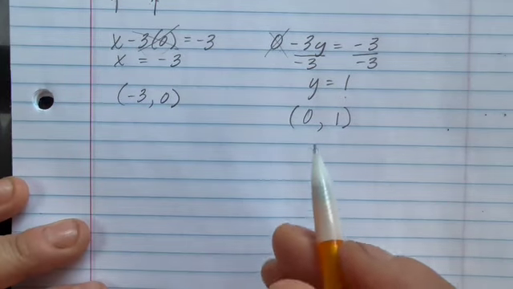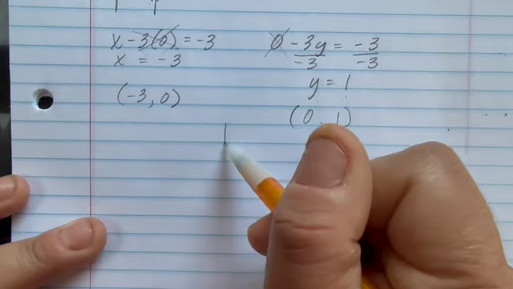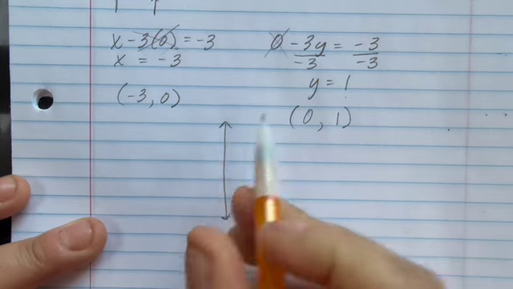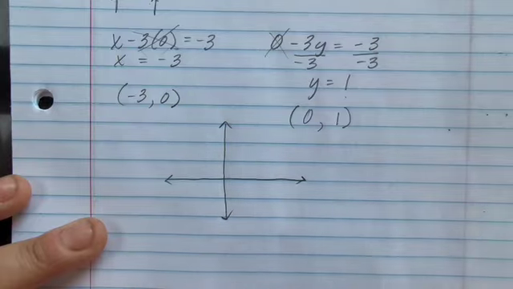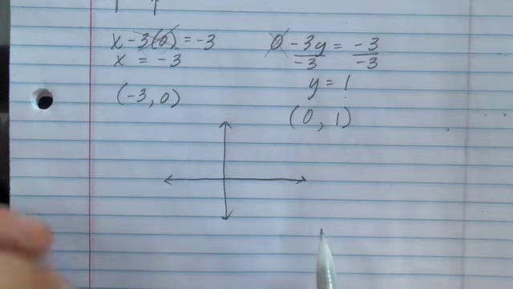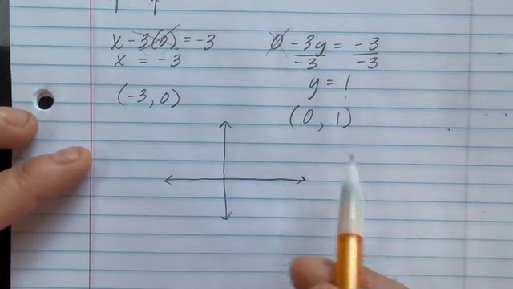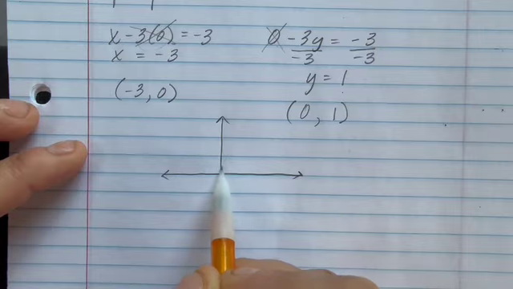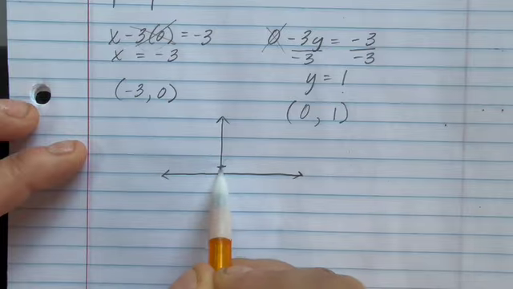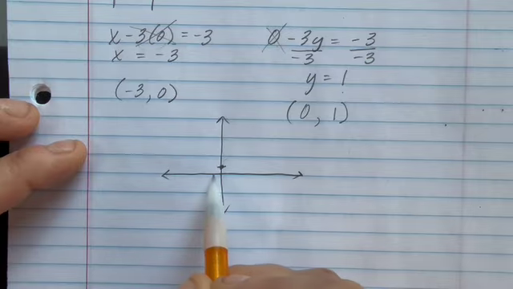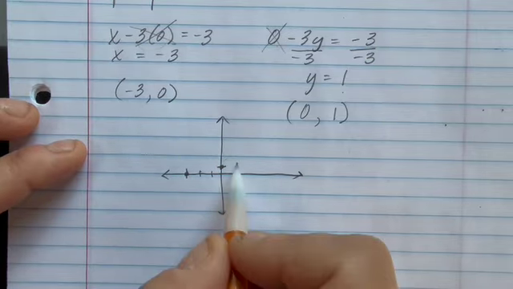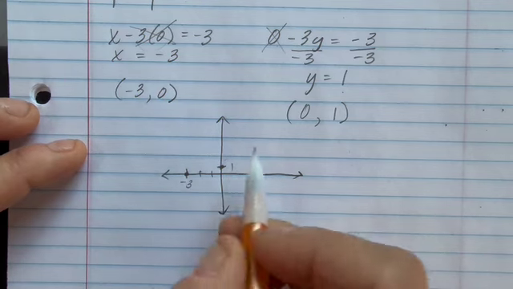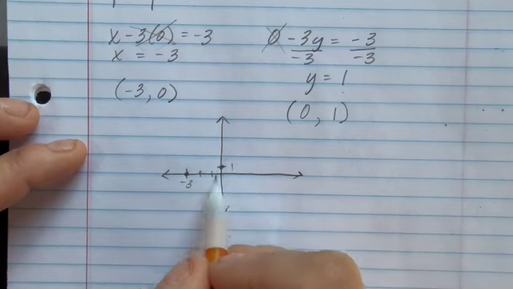When you go to graph this, and I know you've got a little graph there on your study guide, you're going to plot these two intercepts, and then you're going to graph the line. So 0, 1, I'm going to put a point right here. Okay, that's this one, 0, 1, and then -3, 0. So this is -3, this is 0, this is 0, 1.